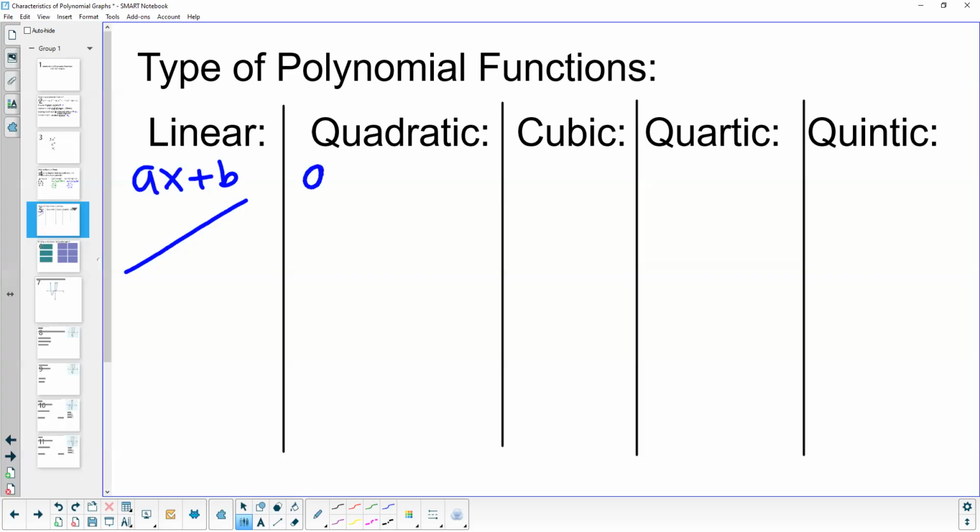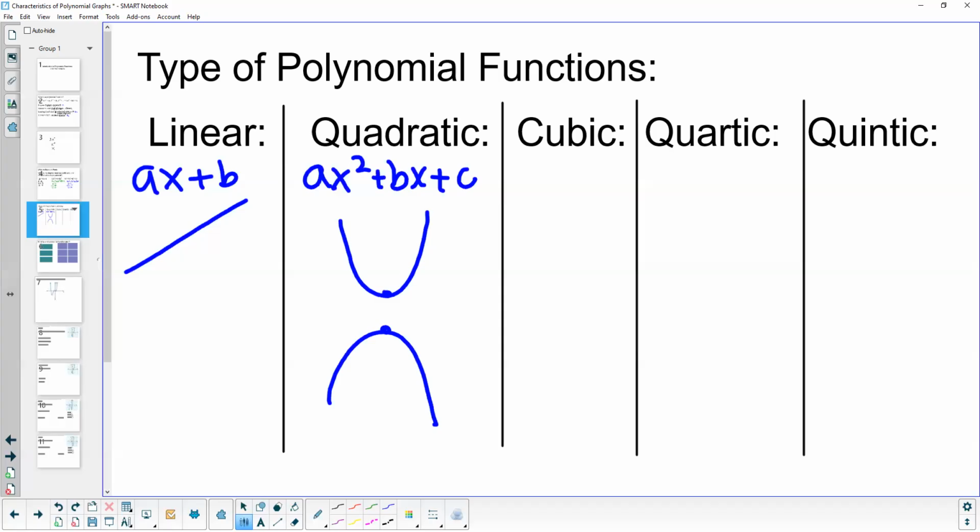A quadratic is typically in the form ax squared plus bx plus c. And we see it two ways. We either see it open up or open down. And we call this point at the bottom the vertex, which is also known as the maximum or minimum of the function, because that is where it's located, either the lowest point on the graph or the highest point of our graph.